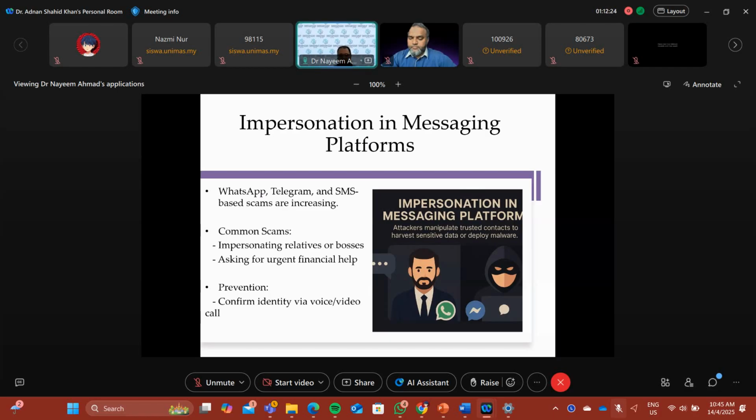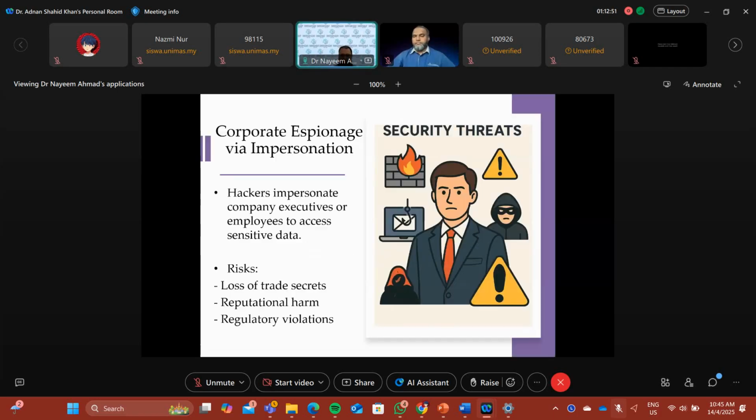So these social media apps like WhatsApp, Telegram, and SMS-based schemes are increasing, and they impersonate relatives or bosses asking for urgent financial help. So the prevention is just to confirm the identity of a person via a voice or a video call. You want to make sure that he's the genuine person.